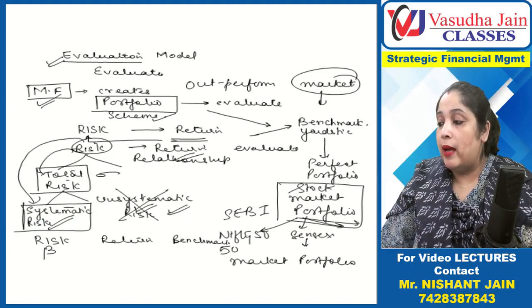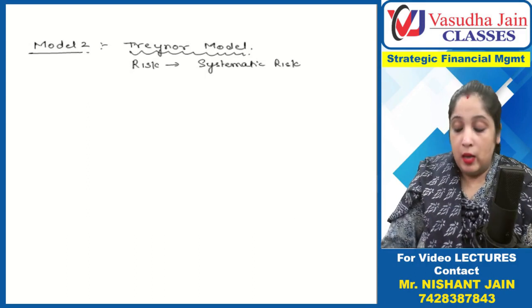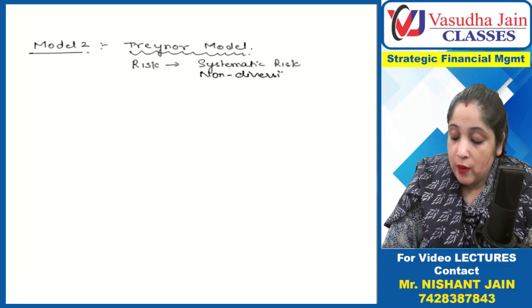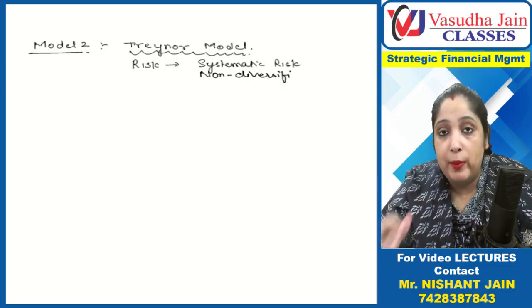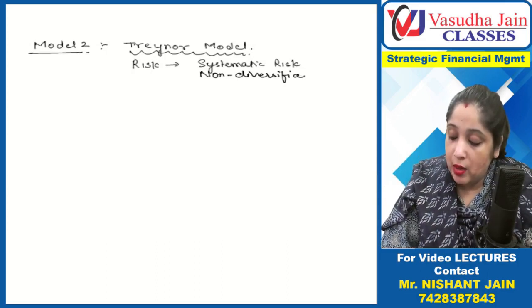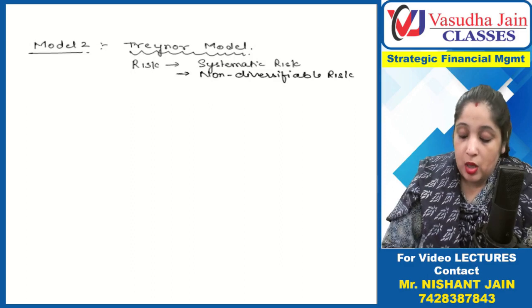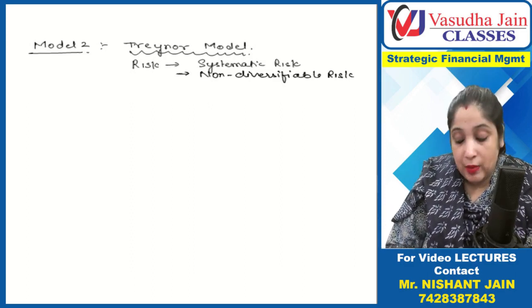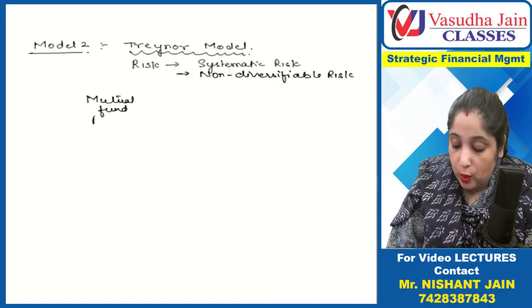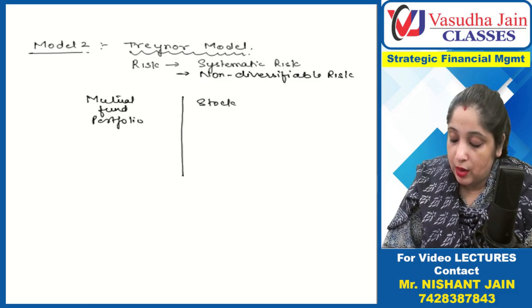Okay. So going back, in this Treynor model the risk would mean the systematic risk, which is your non-diversifiable risk, that is, which cannot be reduced or eliminated by creating a portfolio. It will remain there as such. We have taught you a lot of things about systematic and unsystematic risk. Now, model 2: same thing we have to compute for the mutual fund portfolio, and the same thing we have to compute for the stock market.